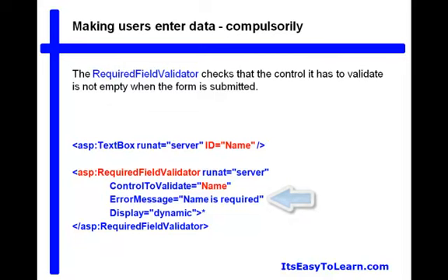And the display is dynamic, meaning this control comes into place only when the validation fails. On the HTML page, there is no space reserved for this validator. The other alternate value for display is static. If we say static, then there is a space always reserved for this validator. You would see some extra spaces beside each text box. Okay, so this is the required field validator.